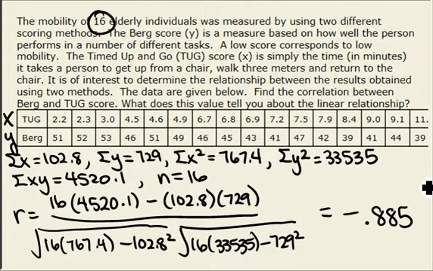The other thing we want to look at is what's the number we got back. So we have a negative and then we have a 0.885. The value is going to tell you how strong the relationship is. With 0.885 being near 1, that's going to tell us that we do have a strong linear relationship. When you have something near 0, you have a weak relationship. So we have a negative and strong, and this is measuring always the strength of the linear relationship when you're looking at correlation. So TUG and Berg score have a strong negative linear relationship.